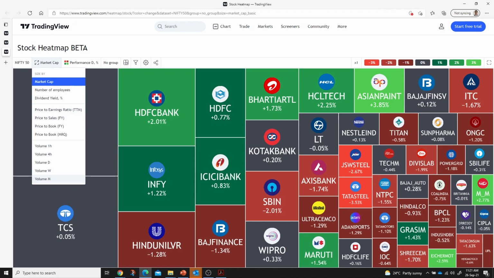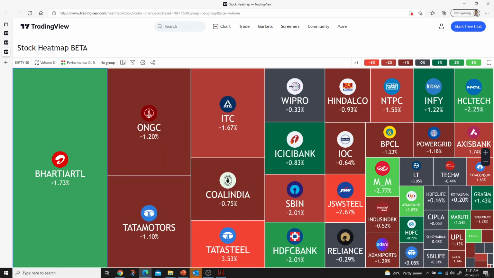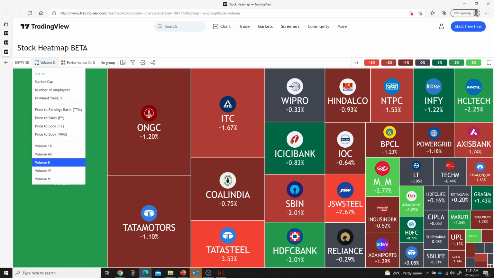You can also use volume. If you are a volume player, you can even do that. So there was heavy volume in Bharti when it went up. Otherwise, for the major players, there was no volume. For example, I think Reliance, no volume and so on. So this is your personality. What is it that you would like to see? It gives you a feature, and based on that, you can adapt.